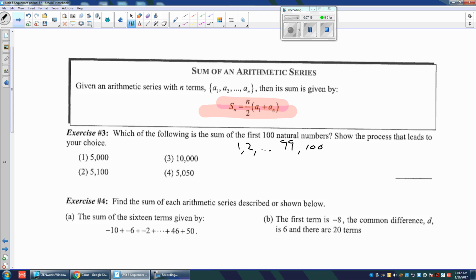Okay, so now we have to, let me see, they add up to 101. So first of all, there are 100 numbers. We're dividing it by 2 because that's the number of pairs. And then we have 1 plus 100. That's 50 times 101. The answer is choice 4.